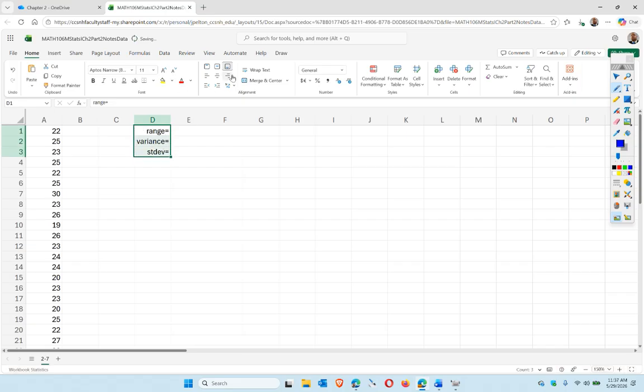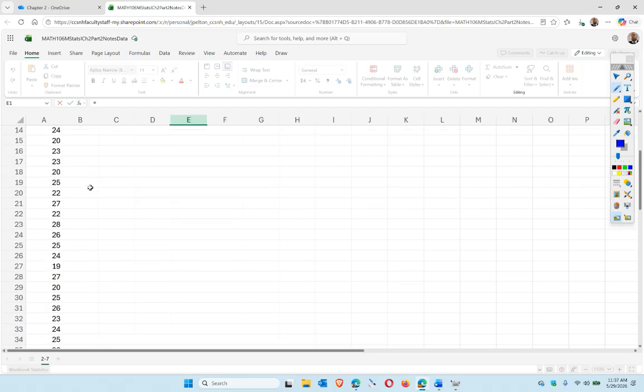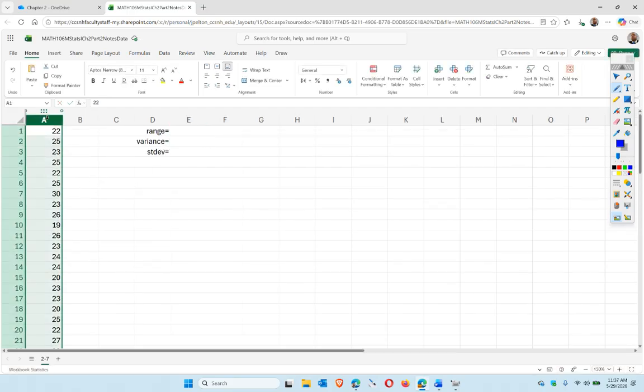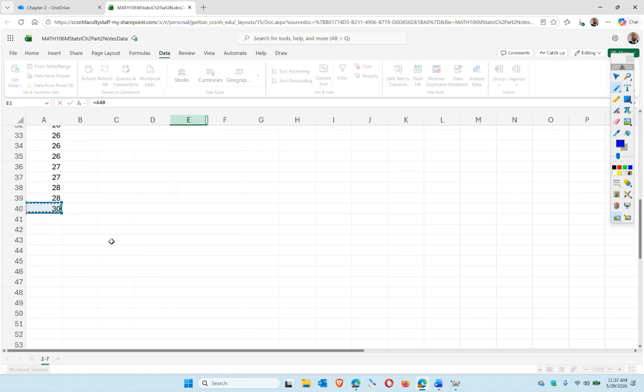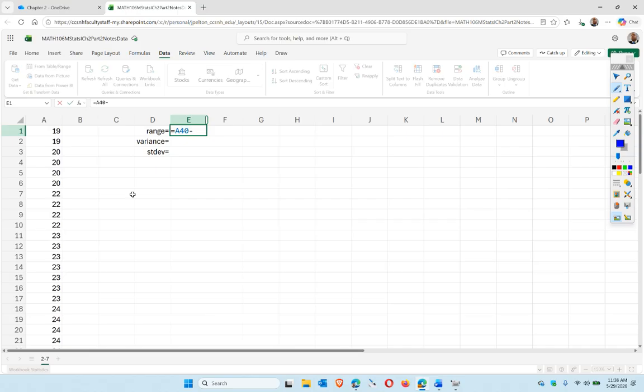Okay, right, so this is max minus min, correct? So we're going to do equals the max. Oops, we can't do that because we need to put these in order. So I'm going to click this, and we'll do this in order. So we'll do data and sort it. Okay, so this will be max minus the min. Okay, so we're going to get 11 there.